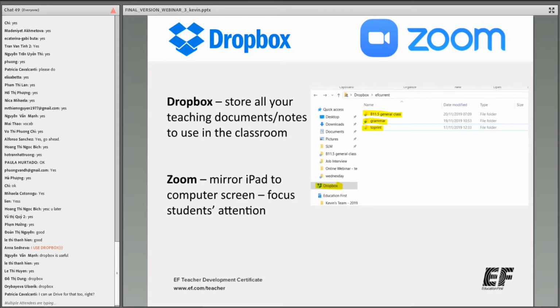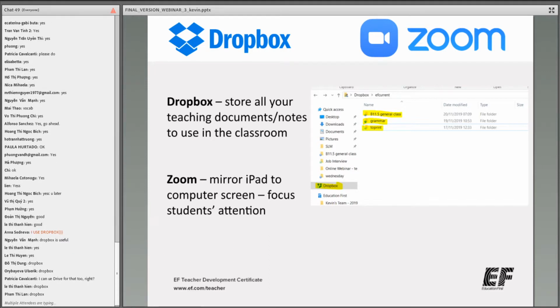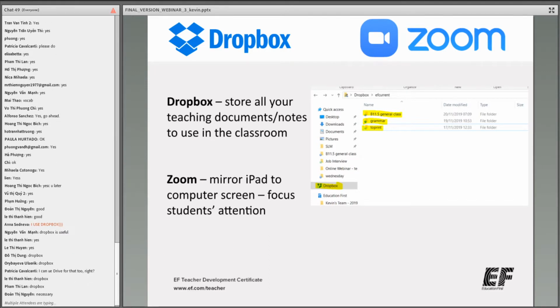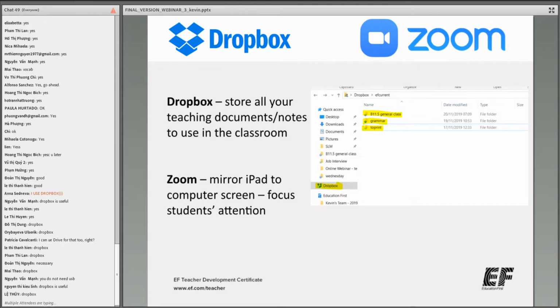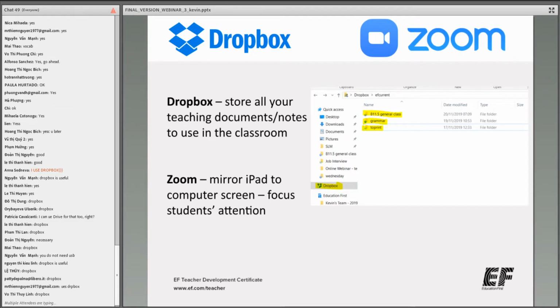You can also use Drive, yes, same idea. Or someone asked a question, yes. So I have my notes on my Dropbox, and like that, I have everything that I would need right there in the palm of my hand.